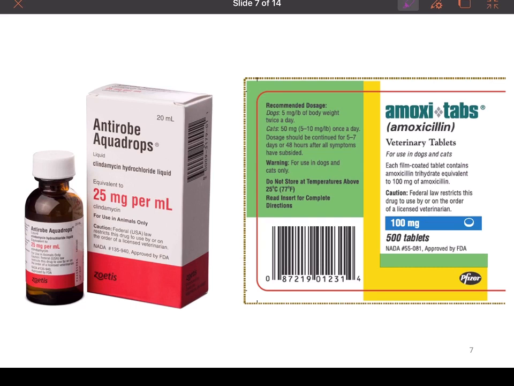All right, let's look at these 2 drugs right here. These are going to be used in our next 2 examples. On the left is Antirobe Aqua Drops. This is clindamycin hydrochloride liquid oral solution. It's an antibiotic. The concentration is right on the front of the box, and it's also on the front of the label. That's 25 mg per mil.